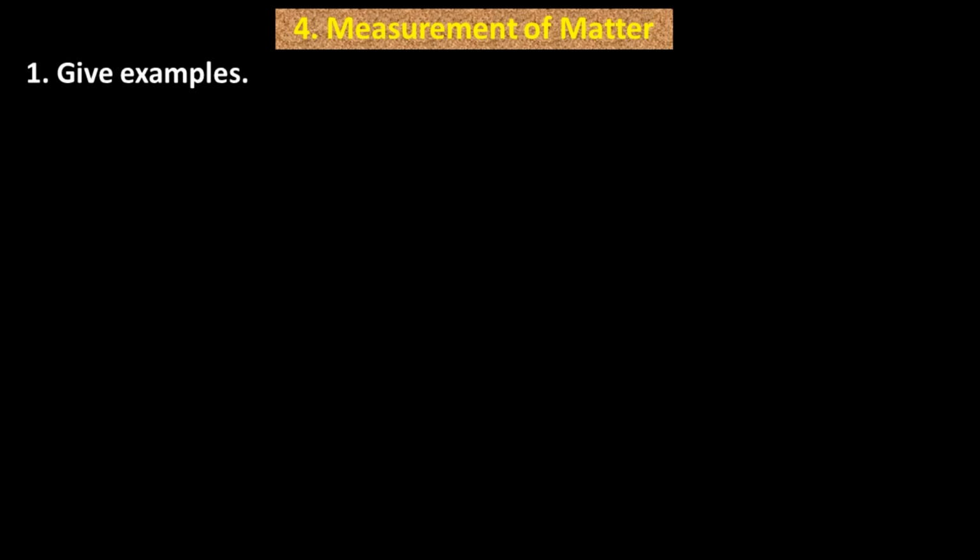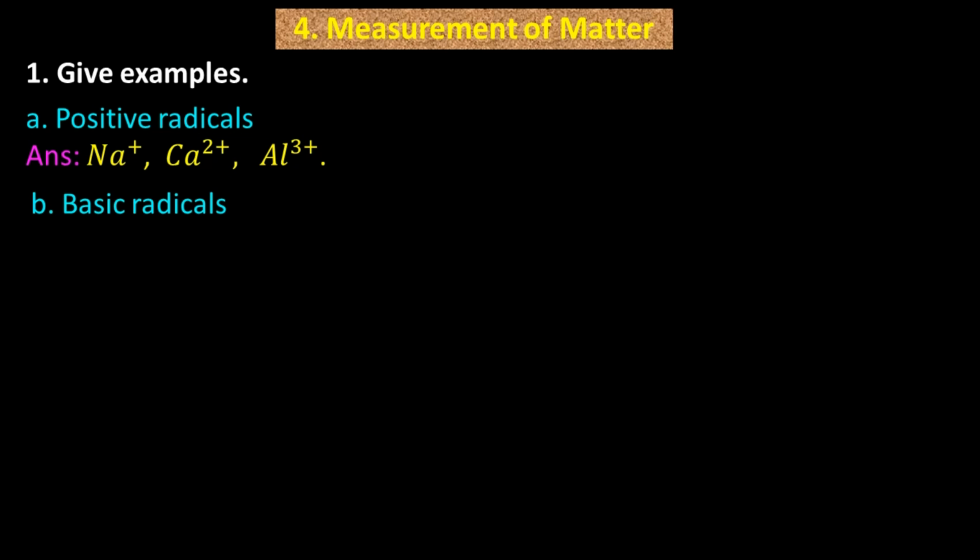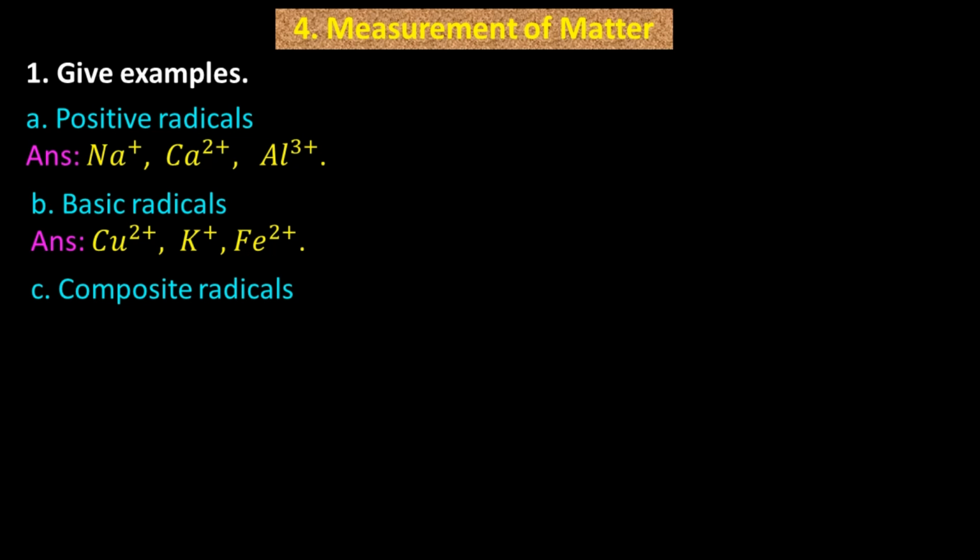Question number 1. Give examples. A. Positive radicals. Answer: Na+, Ca2+, Al3+. B. Basic radicals: Cu2+, K+, Fe2+. C. Composite radicals: NH4+, SO4 2-, CO3 2-.